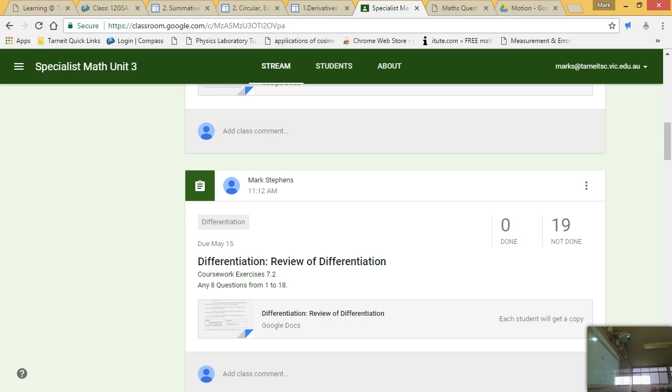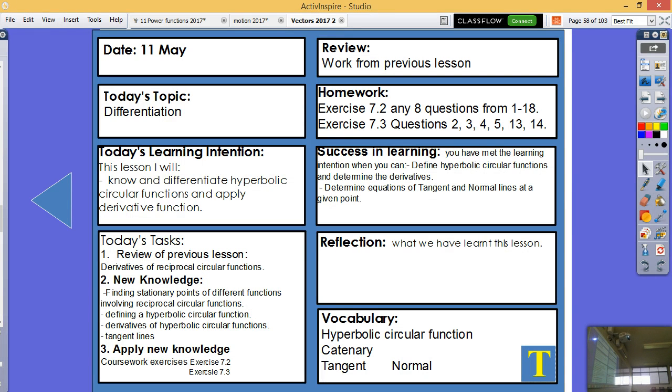After today, I'd like us to be doing 7.2 and then 7.3. So that's the set of homework that I'd like you to do this week and over the weekend for next week, please.